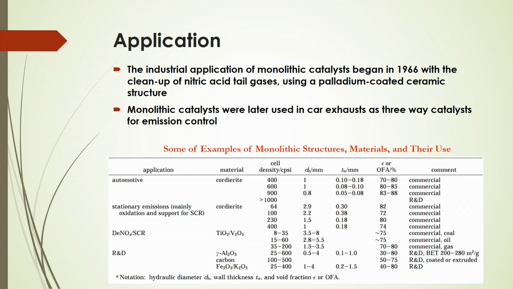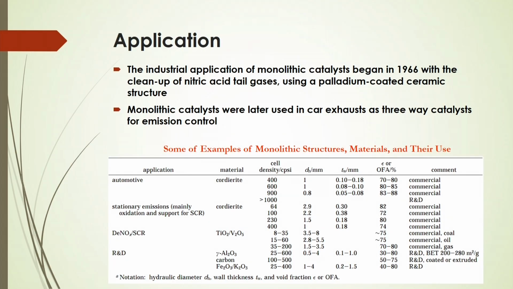Some other applications, some examples of monolithic structures, materials and their use are given in the table here. Here, automotive application, like cordierite materials for the catalyst shape, and also cell density. It is given at different cell densities applied for different hydraulic diameters and widths of the cell. And also you can see some commercial applications and R&D applications of that automotive application for the monolithic structure.